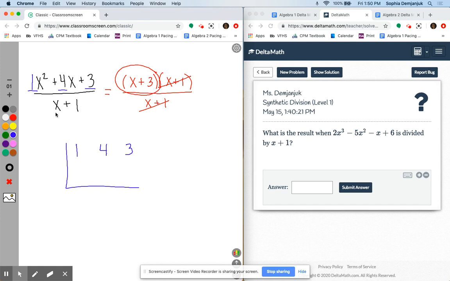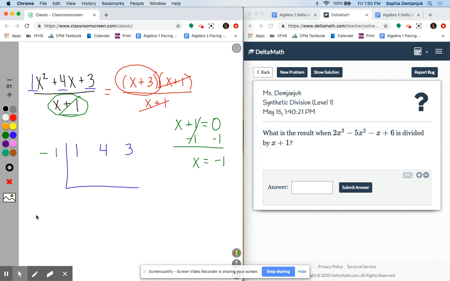You're going to take whatever you're dividing by and set it equal to 0. So I'm going to take the x plus 1, set it equal to 0. You could do this quick in your head, but by just subtracting 1 from both sides, you get that x is equal to -1. So we're going to place -1 on the left.